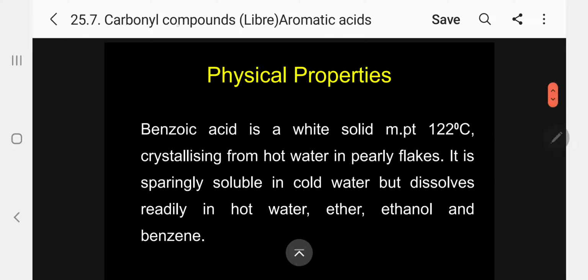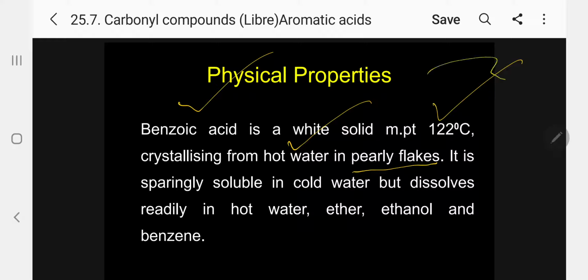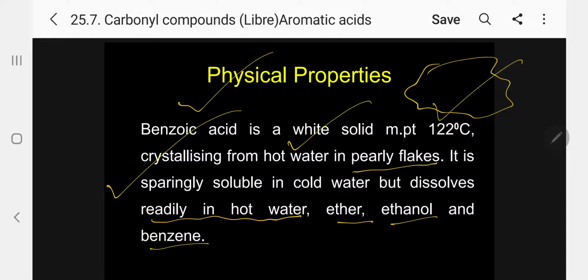Coming for properties, physical properties. Benzoic acid is a white solid, melting point 122 degrees centigrade, crystallizing from hot water in flake-like structure. So this is the flake-like structure. It is sparingly soluble in cold water but dissolves readily in hot water. That's why we can crystallize in hot water. Ether, ethanol and benzene also we can.